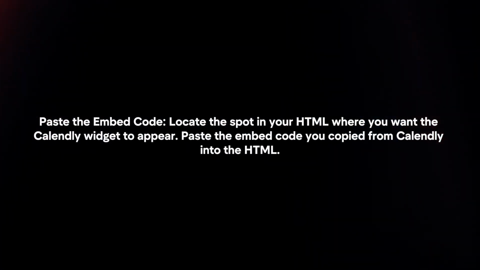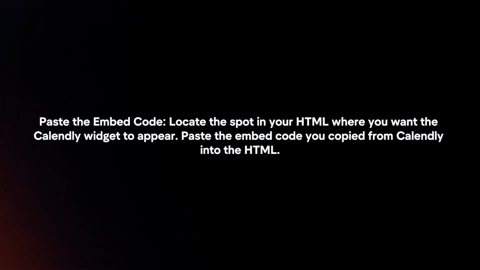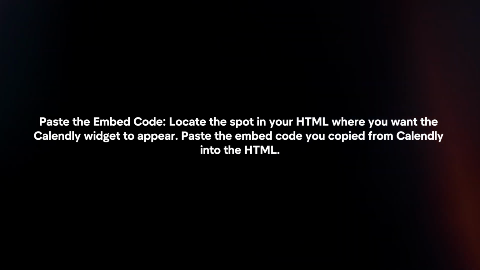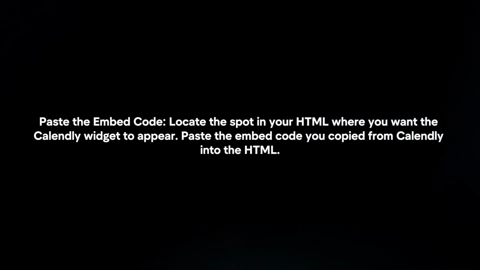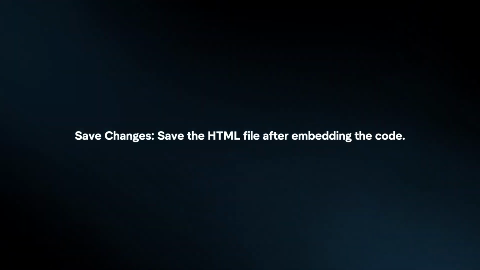Paste the embed code. Locate the spot in your HTML where you want the Calendly widget to appear. Paste the embed code you copied from Calendly into the HTML. Save changes. Save the HTML file after embedding the code.